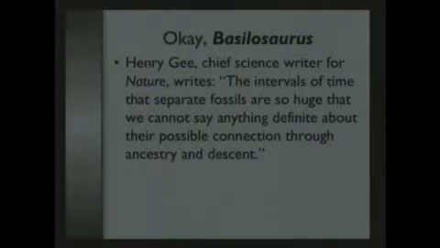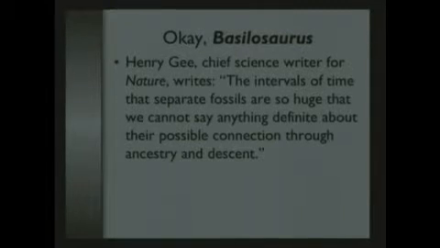Henry Gee, chief science writer for Nature. I'm not trotting out no-name nobodies. You notice that consistently, I'm talking about luminaries. I'm talking about leaders in the field. I'm talking about the most credible people I can lay my hands on. I'm not trying to straw man their case. I'm doing everything in my power to find the most representative, strongest arguments from the luminaries in the field.